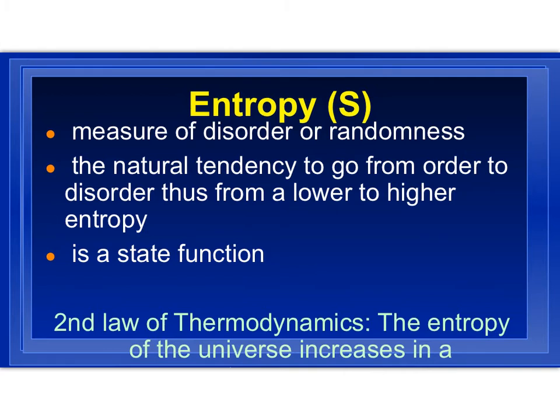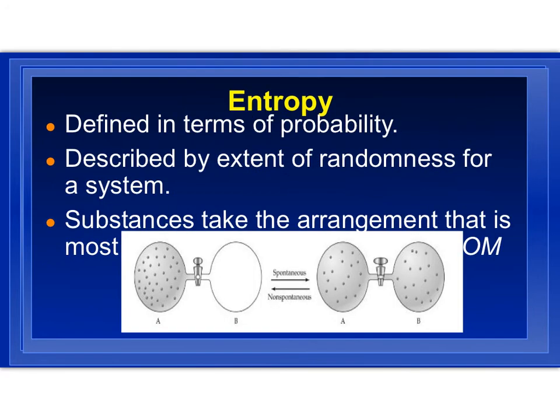So what is entropy? Entropy is a measure of the disorder or randomness of a system. It is the natural tendency to go from order to disorder in our universe, thus from a lower to a higher entropy. Just like enthalpy, it is a state function. It doesn't matter the pathway that the reaction takes to get from the start to the stop. The second law of thermodynamics says that the entropy of the universe increases in a spontaneous process.